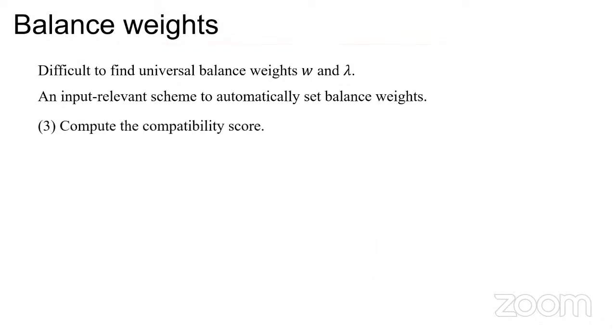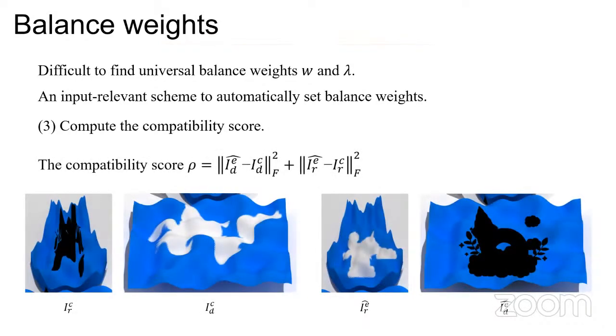And last, compute the compatibility score. This score reflects whether the input mesh shape fits the input images. So we use it as a reference value for the weight setting. After extensive testing, we set the weights to be constant multiples of the compatibility score and fix them throughout our experiments.